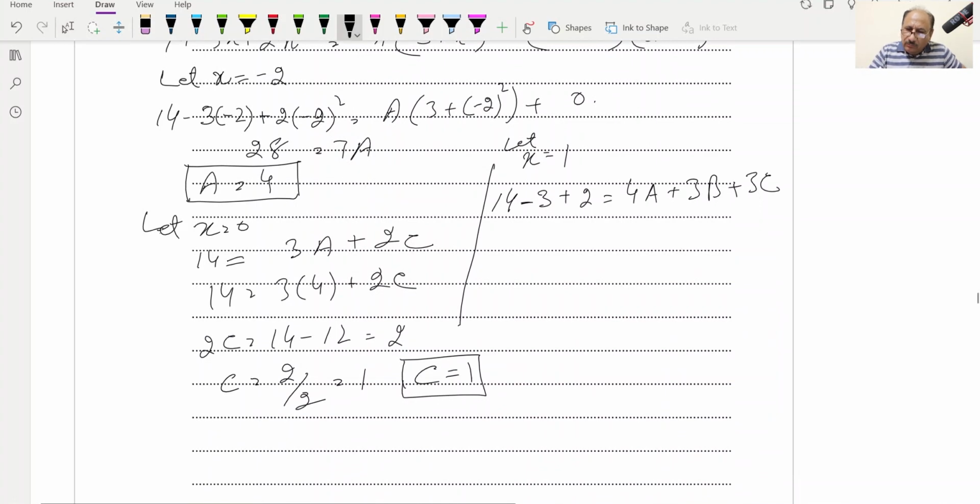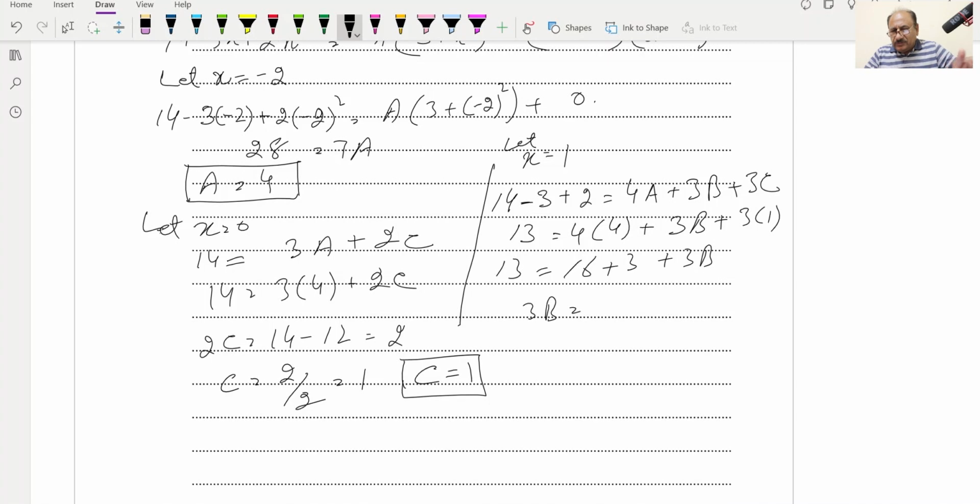Now we can replace a value as 4, c value as 1. So 14 minus 3 will be 11, 11 plus 2 will be 13. 13 is equal to 4 into a value, which is 4, plus 3b plus 3 into 1, so 13 is equal to 16 plus 3 plus 3b, so 3b will be equal to 13 minus 19, which is minus 6, so b is equal to minus 2. This will be the b value.